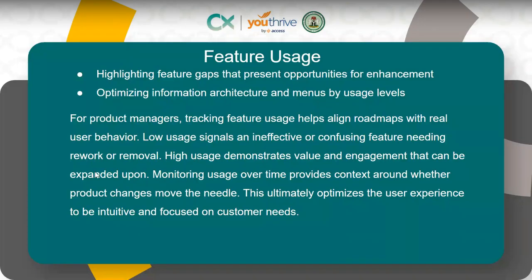All right, so for product managers, tracking feature usage helps to align the product roadmap with real user behavior. Low usage signals an ineffective or confusing feature that could be an issue, needing a rework or removal. High usage demonstrates value and engagement that can be expanded upon. Monitoring usage over time provides context around whether product changes move the needle or not for your customers. This ultimately optimizes the user experience to be intuitive and focused on the customer need.